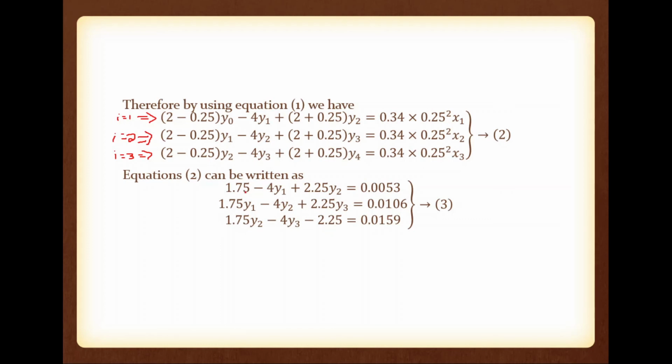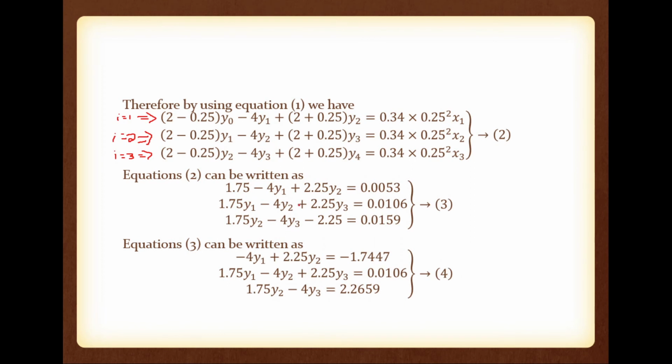So now we can shift the constant terms to right hand side. So this is a constant term, so we can move this one to right hand side. Similarly, this one is a constant term, so we can move this one to right hand side. So we can write equation number 3 as minus 4y1 plus 2.25y2 equal to, now this will become minus 1.75 plus 0.0053. So that is minus 1.7447.